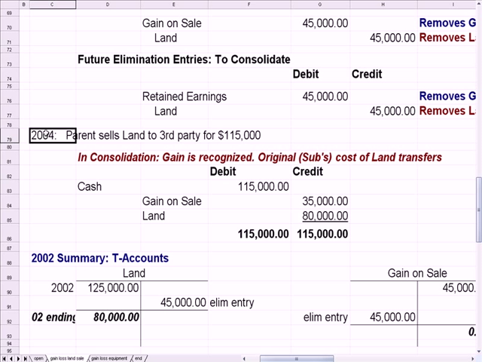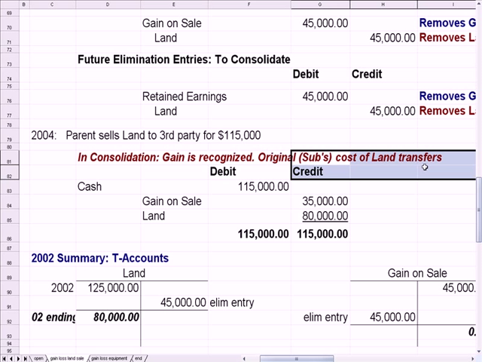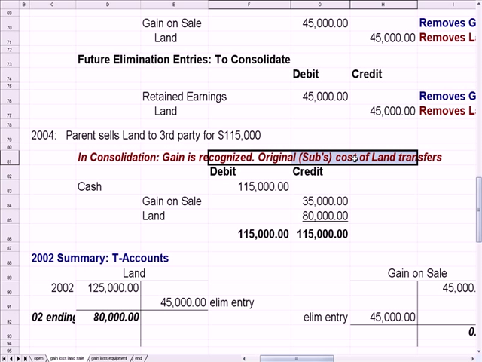let's move to the year 2004. Let's say that the parent sells the land to a third party. Now note, once we sell it to the outside world, so to speak, a third party, now as a company we're going to record a gain or a loss. So remember that phrase third party, because in that case we would have a gain or a loss because we within the company, parent or sub, no longer own the land. So I say in brown here, in consolidation the gain is recognized and the original cost of the land transfers, regardless of whether that land is in the sub's hands or the parent's hands.